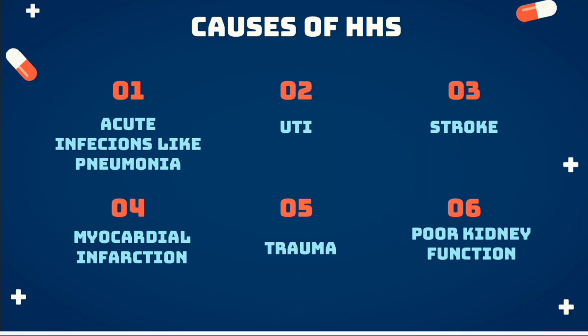Let's see what are the conditions which cause HHS. First one is acute infections like pneumonia and some other acute infection, UTI, urinary tract infection, stroke, myocardial infarction. This HHS can also develop when there is some trauma, and also in poor kidney function.